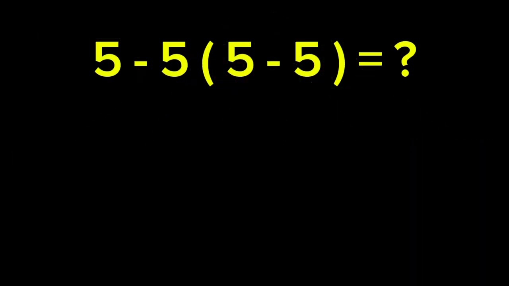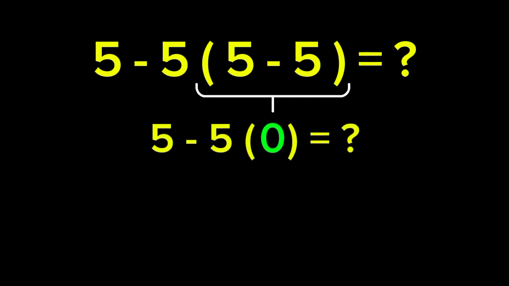5 minus 5, open parenthesis, 5 minus 5, close parenthesis. According to PEMDAS, we first calculate the parentheses. 5 minus 5 gives us 0, and the expression becomes 5 minus 5 times 0.